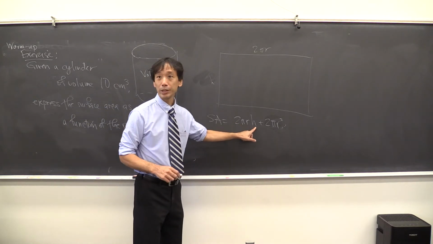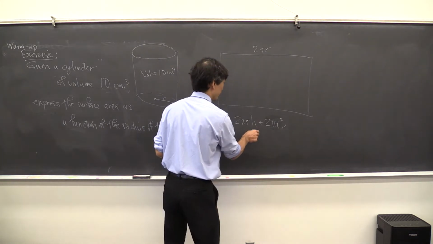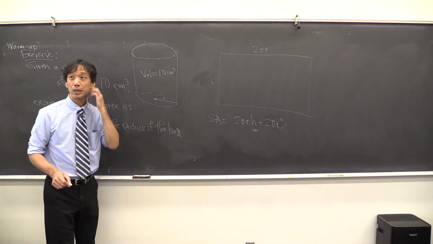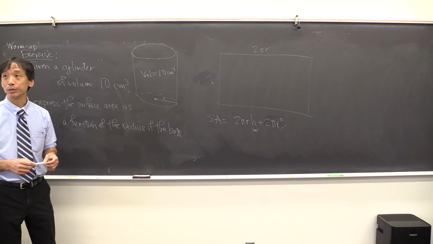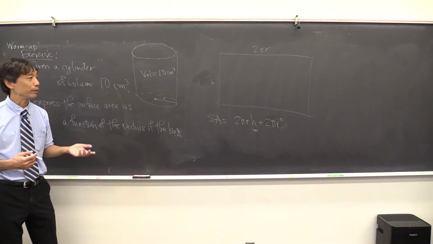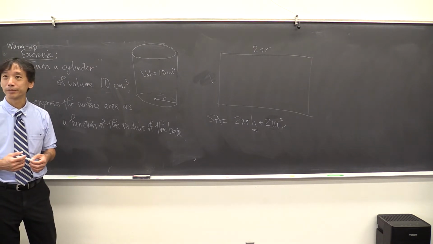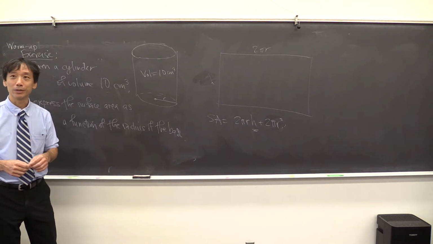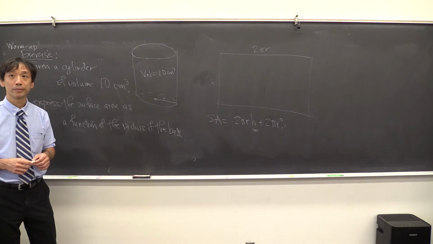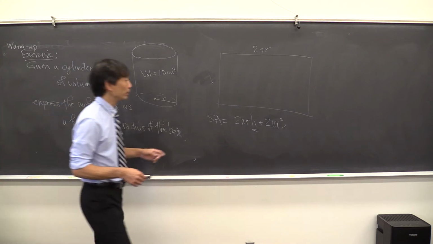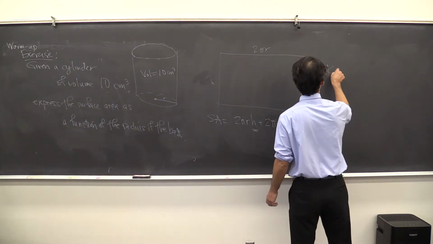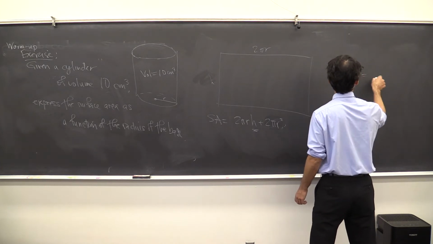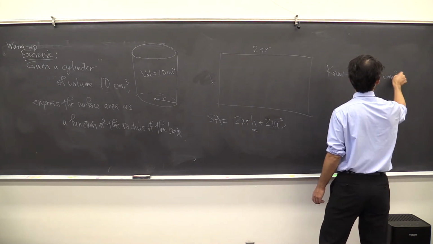Okay, so we wanted to express this in terms of r. The thing is that we have an h here. So how do we get rid of that h? How do we express h in terms of r? Is there any relationship between h and r? Anybody get this? Yes. What I did was I took the volume, 10 centimeters, and set it equal to pi r squared times h. Yes, great.